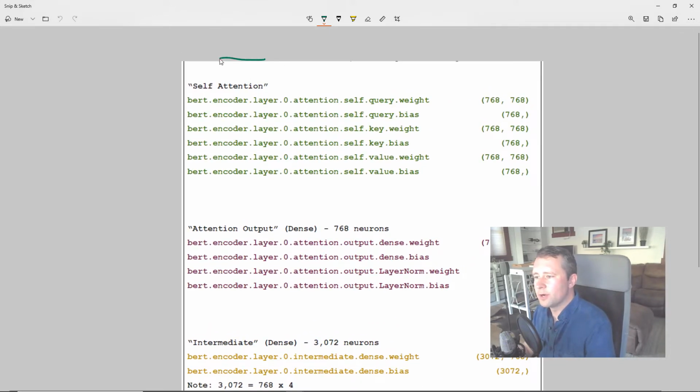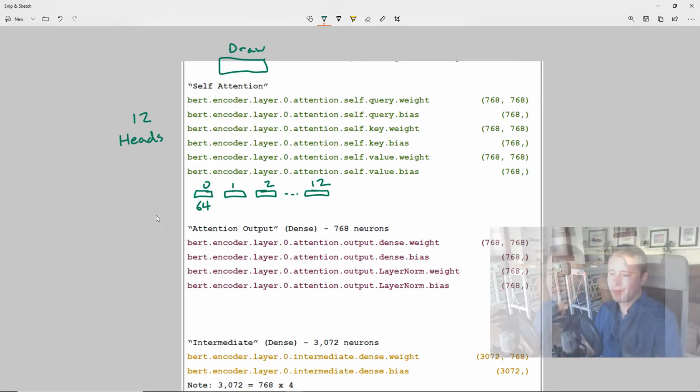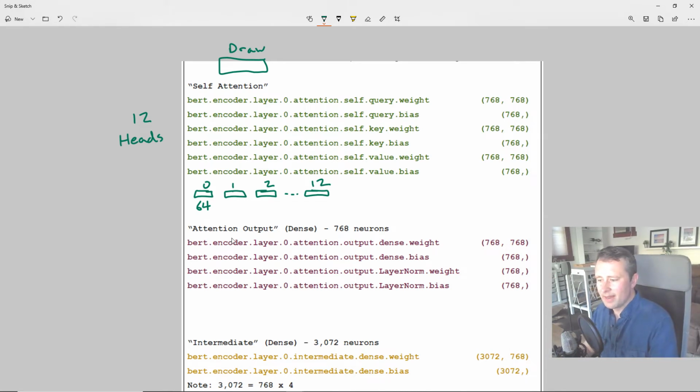So let's say we've got the word draw, and we're sending it through self-attention, and the self-attention actually has, for BERT, 12 heads. 12 heads, length 64 each, gives us 768. And so the output of self-attention is actually 12 of these length 64 vectors. 0, 1, 2, dot, dot, dot, and then 12. And then the job of this attention output layer is just to recombine those back into a single vector that's 768.